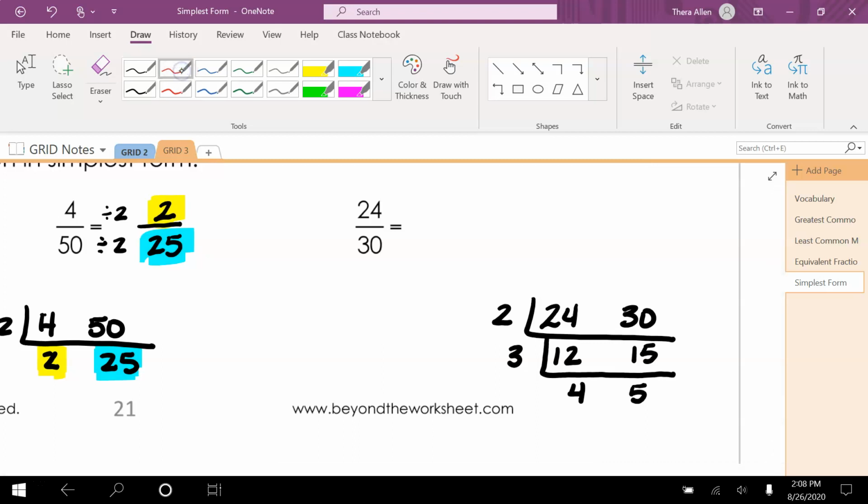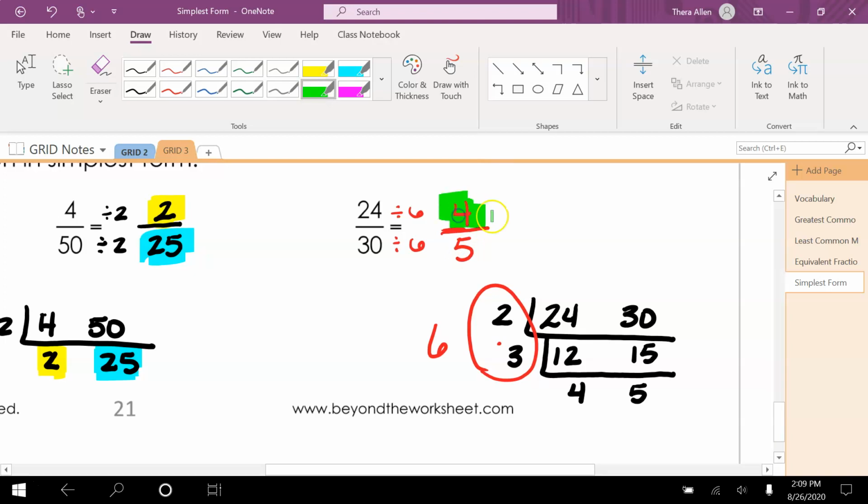No. So I look over here, and my greatest common factor is 6. I'm going to divide 24 by 6 and 30 by 6. And my new fraction would be 4/5. And then I check 4. Here's 4/5. Here's 5. So it equals out. That's the end of our simplest form notes.